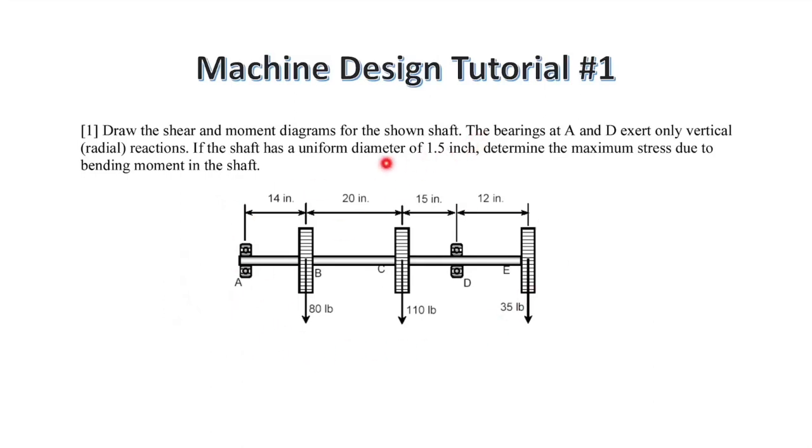They have mentioned that the shaft has a uniform diameter of 1.5 inches. The bearings at A and D, so these bearings, they exert only vertical reactions. So what do they mean by vertical reactions? The reactions are only in the y-axis. And as you can see overall in this figure, there are no forces in the x-axis. So definitely there won't be any reaction forces in the x-axis.